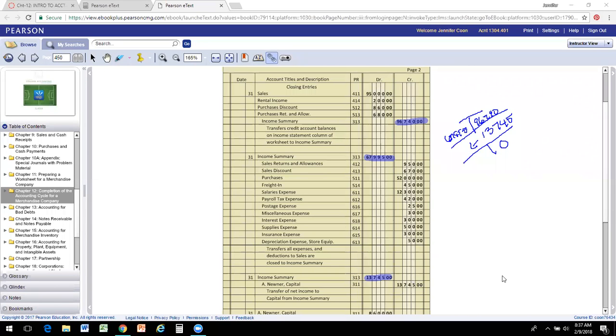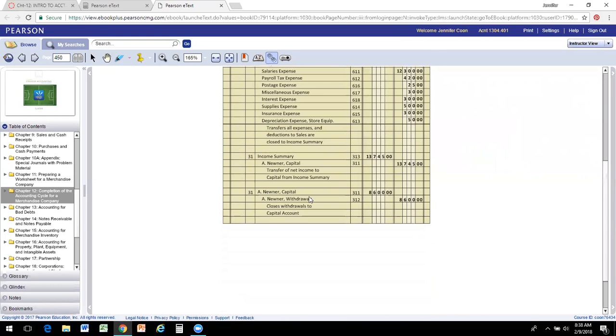Every time I have students go in and try to close out the capital account, we're not doing that. We're closing out income summary. We're moving it into capital. Then we come down here and we close out our draw account to the capital account.